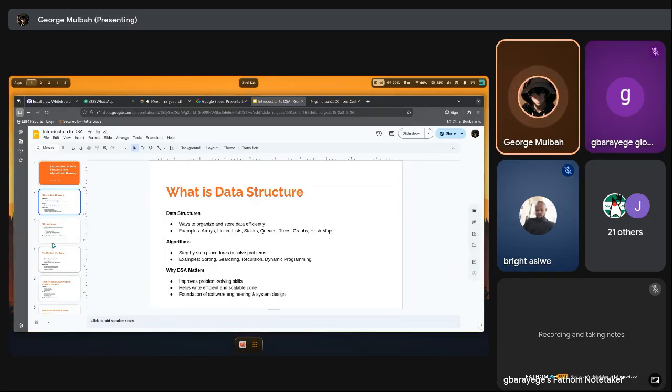Data structures are ways to organize and store data efficiently. So when you hear about data structures, what should come to your mind is that it is a way that you structure things in computer memory to solve problems. And then an algorithm is a step-by-step procedure used in problem solving. Most people, when it comes to algorithms, think it has to be something of a mathematical model. But really, it's not a mathematical model.